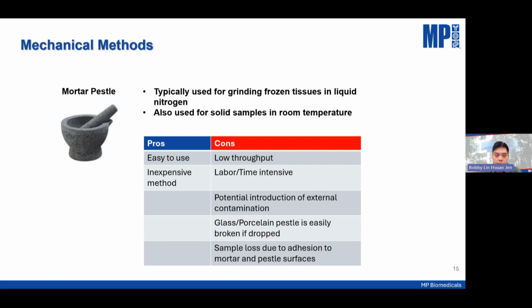And for a better method, some may use the mortar and pestle. Again, it's very easy and very inexpensive, so it's very achievable. However, the mortar and pestle is a very low-throughput way of homogenization, so it costs a lot of labor and time as well. And because of the working area, we're also introducing a lot of potential contamination into our samples. Not to mention that if you're using a glass or porcelain pestle, it's easy to break as well. And lastly, sample loss due to adhesion to the surfaces is also a problem.